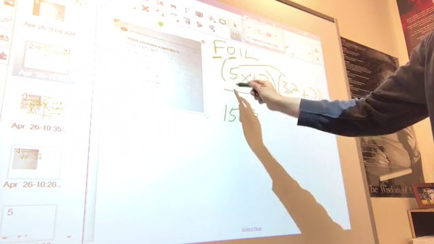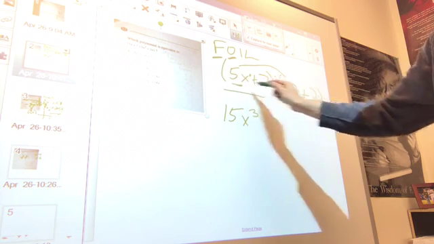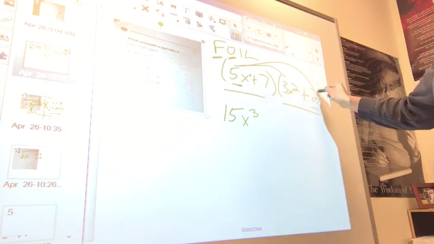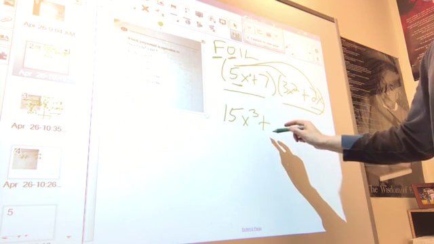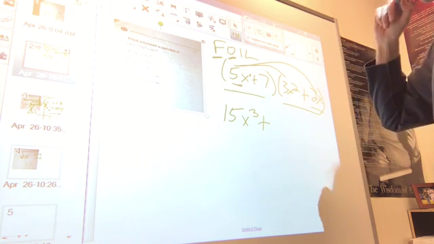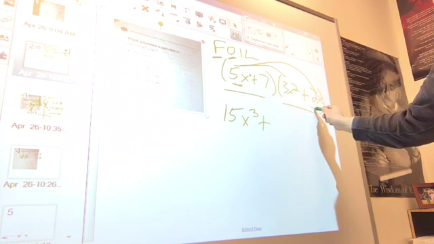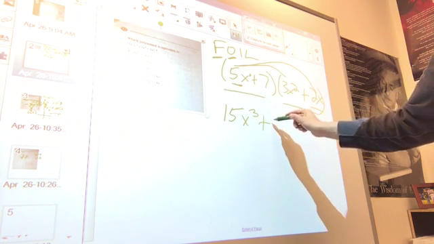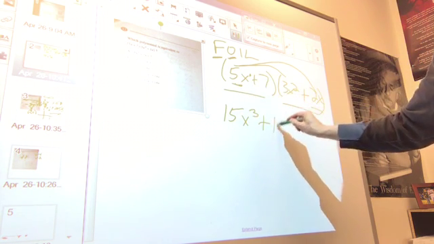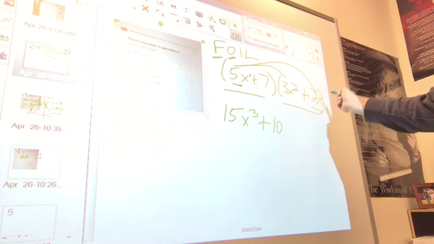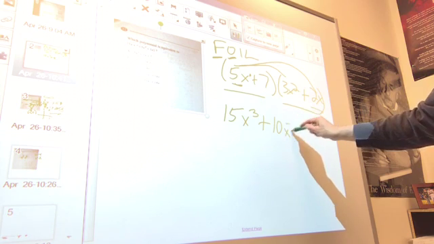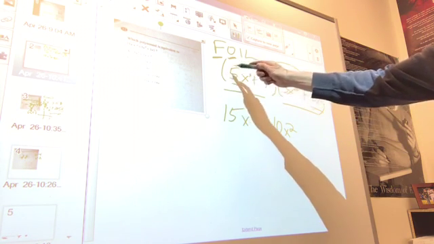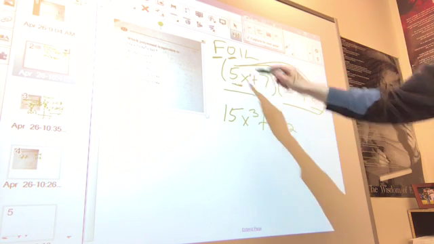Then we do the outer ones. The outer ones are 5x and 2x. So what's 5 times 2? 30? Is it? What's 5 times 2? Oh my gosh, 10. 5 times 2 is 10, and how many x's? What's x times x? The second power. x squared, right?